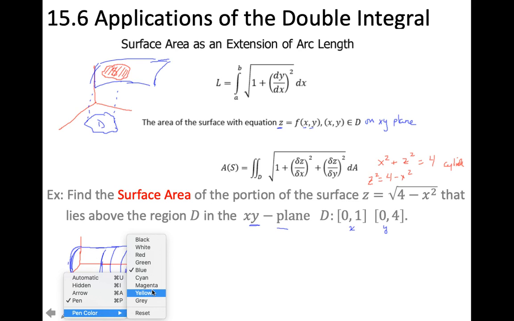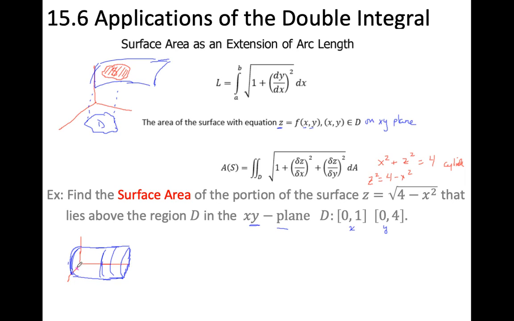Now, I have the region D down here that goes from 0 to 1 and 0 to 4. So I have this rectangular region down here, and we're mapping it up to the top of this surface. That's what I want to find the surface area of. All the points from here are being projected up onto this cylindrical, really poorly drawn thing there.